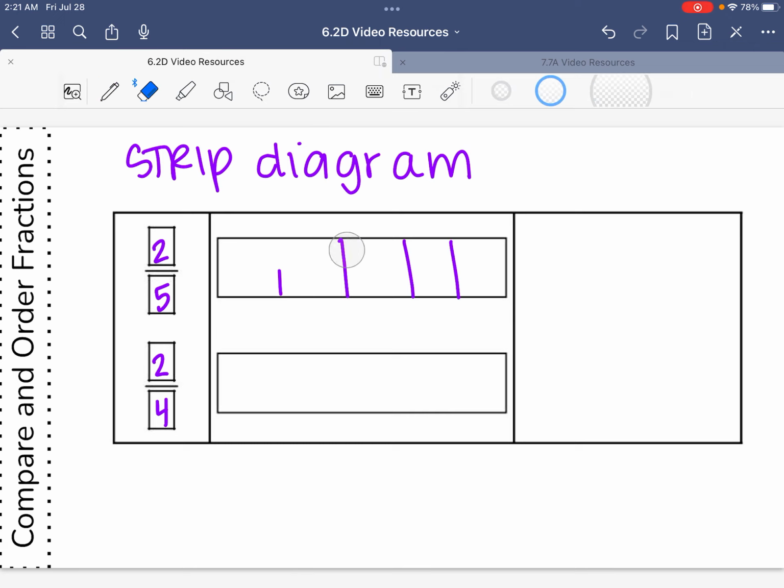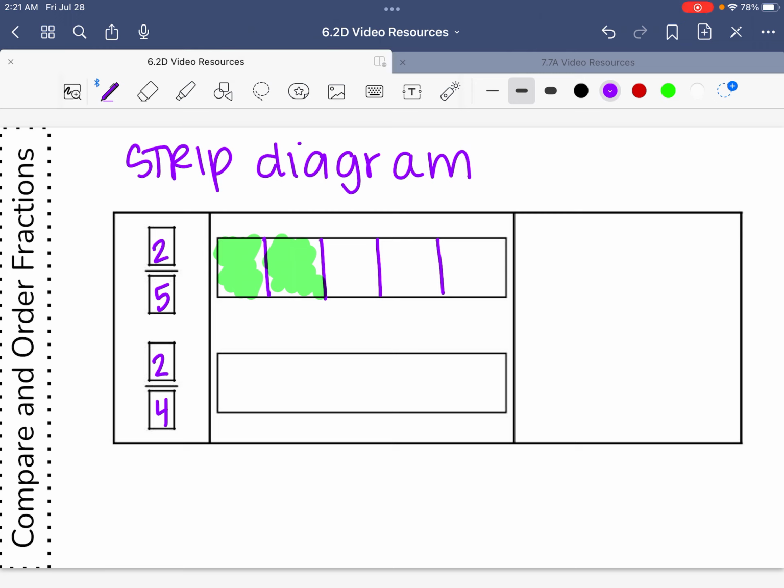And those don't look equal. So I'm actually going to erase and start over. Right, and those look a little better. And so I only have 2 out of 5, so I'm only going to shade 2/5.